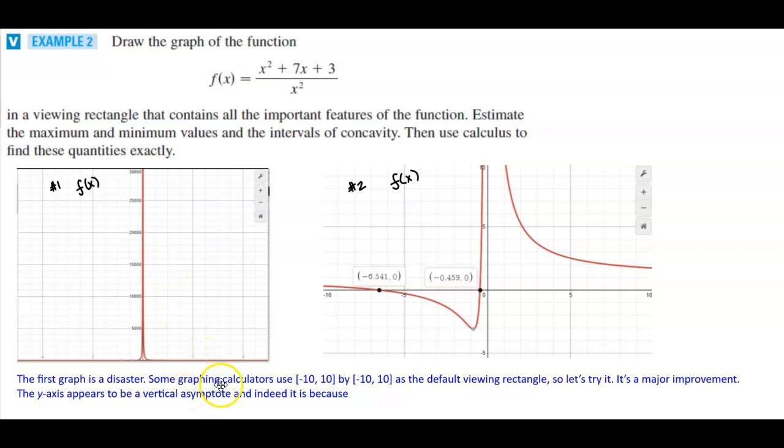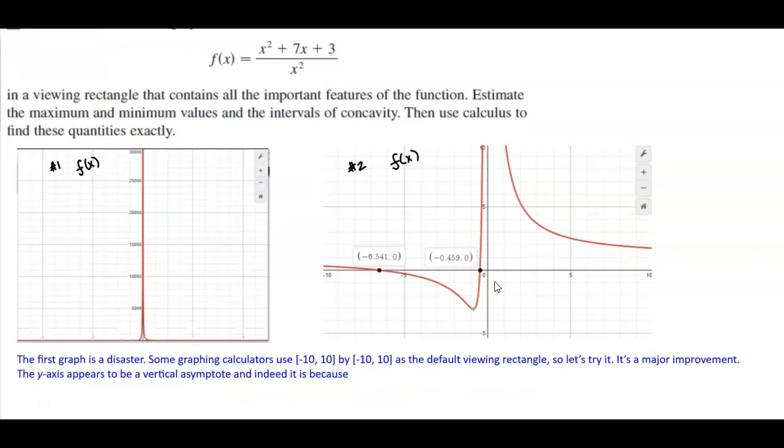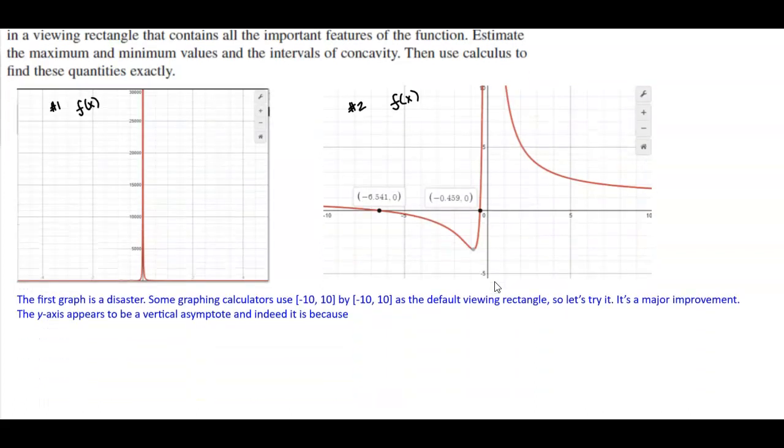Now, some graphing calculators automatically use the viewing rectangle from -10 to 10 and -10 to 10 as a default. So if we try that over here, going from -10 to 10 and -10 to 10, then we can see that there is a major improvement. Now we can also notice here that the y-axis possibly looks like a vertical asymptote, and actually it is. Okay, and by doing that, we can find the limit of that function.